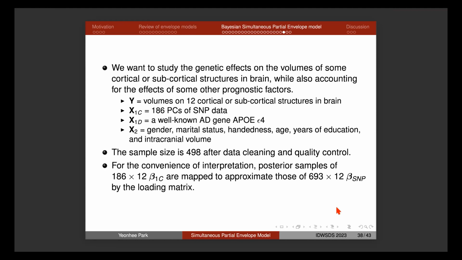Thank you. So after data cleaning and quality control, we have approximately 500 samples. And of note, we originally have 693 SNPs. However, this is larger than our sample size. So that's why we took the principal component analysis to reduce the dimension of the SNPs. And we finally have 186 principal components, which are continuous. That's how we use X1C with the 186 principal components of the SNP data.